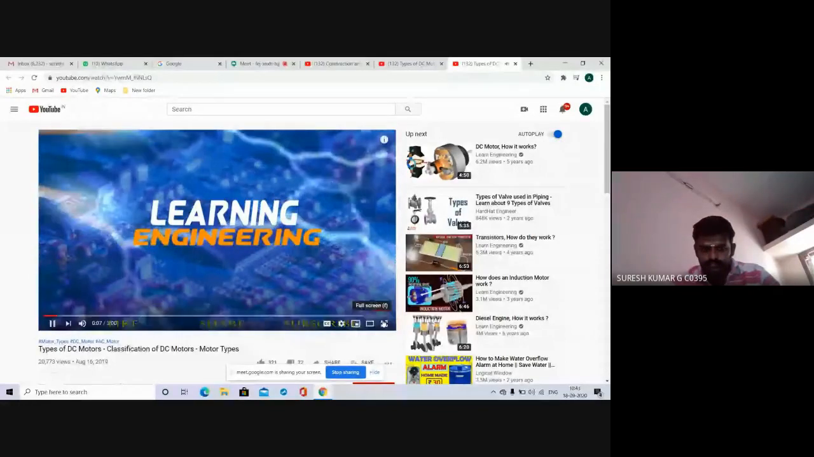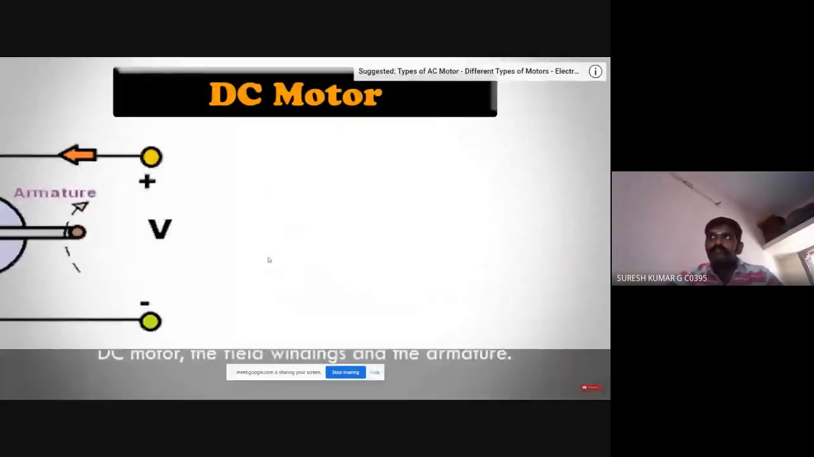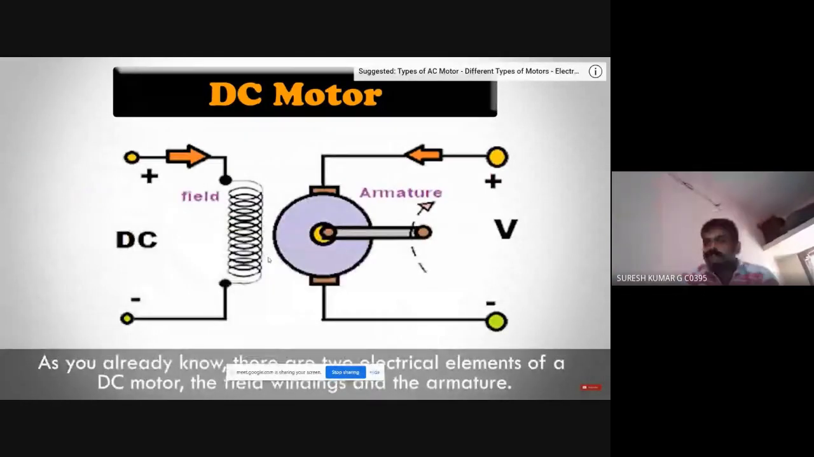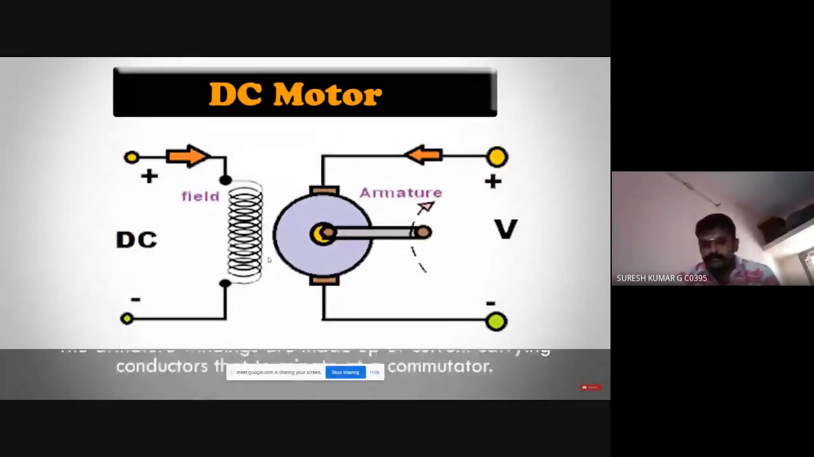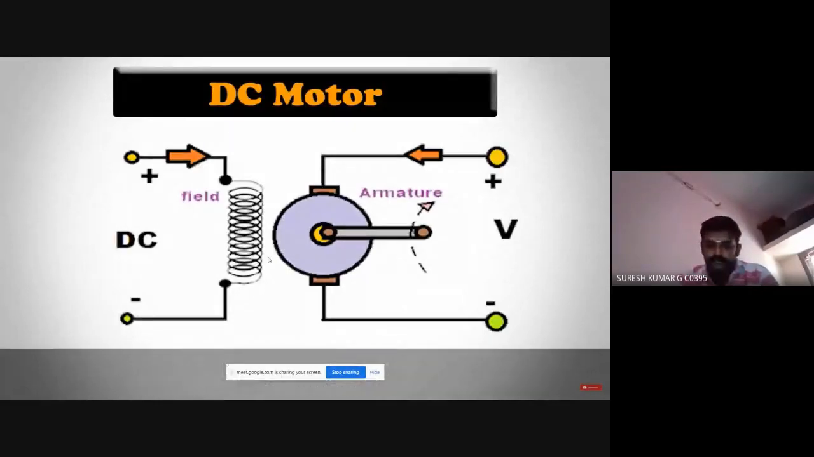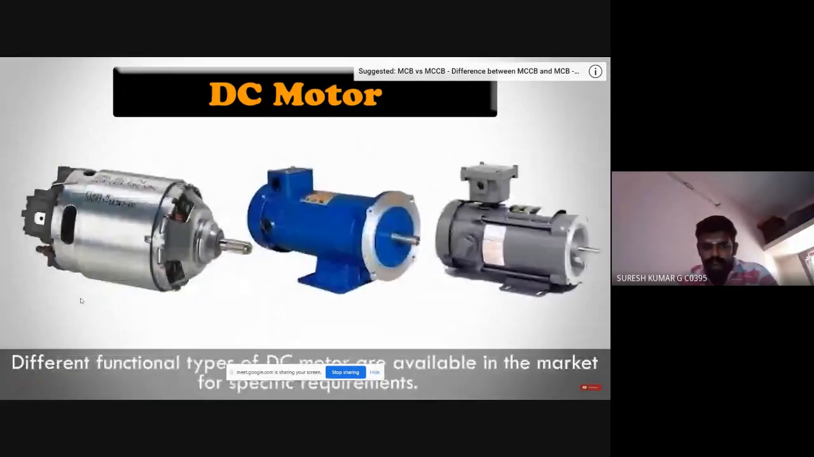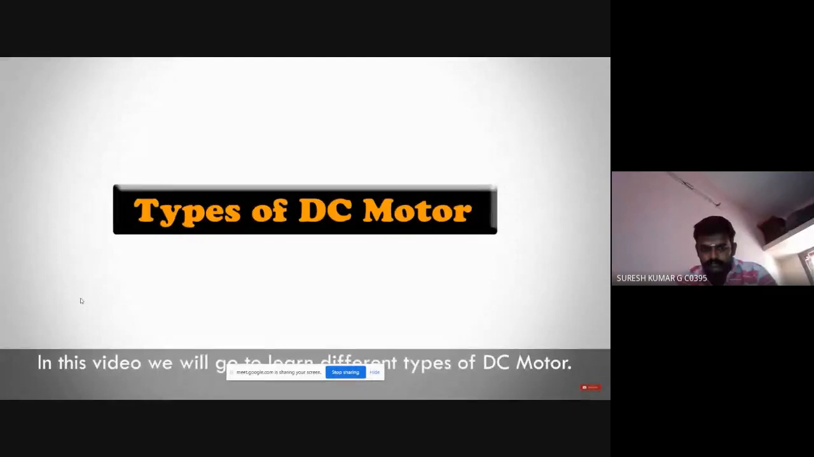The DC motor, or the direct current motor, has a lot of application in today's field of engineering and technology. As you already know, there are two electrical elements of a DC motor, the field windings and the armature. The armature windings are made up of current-carrying conductors that terminate at a commutator. DC voltage is applied to the armature windings through carbon brushes which ride on the commutator. Different functional types of DC motor are available in the market for specific requirements. In this video, we are going to learn different types of DC motors.